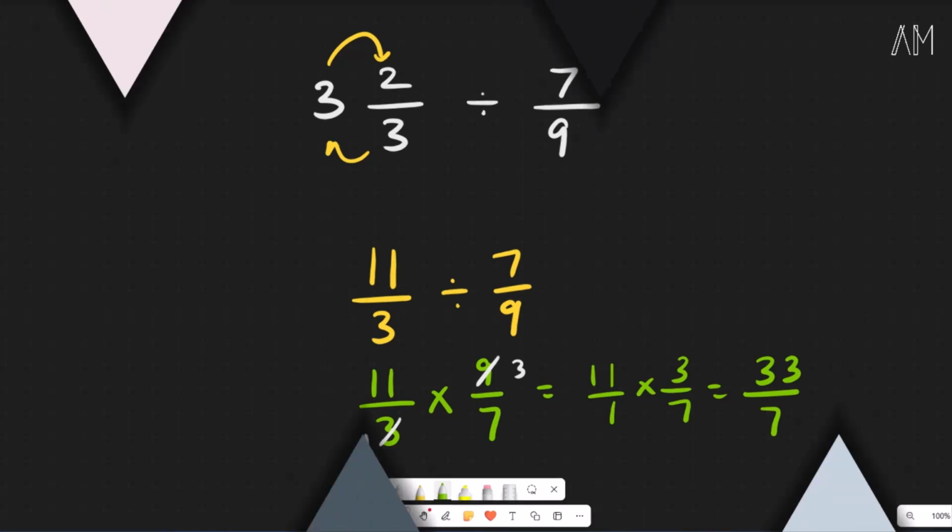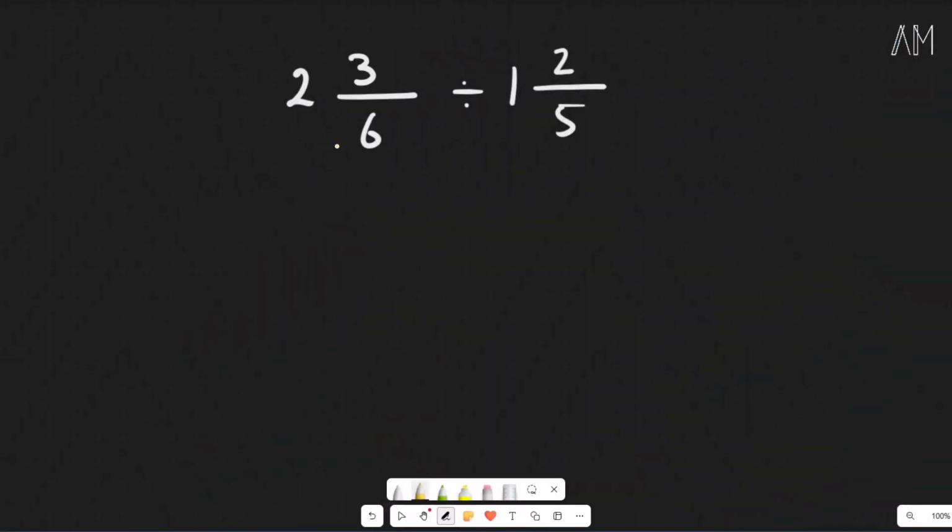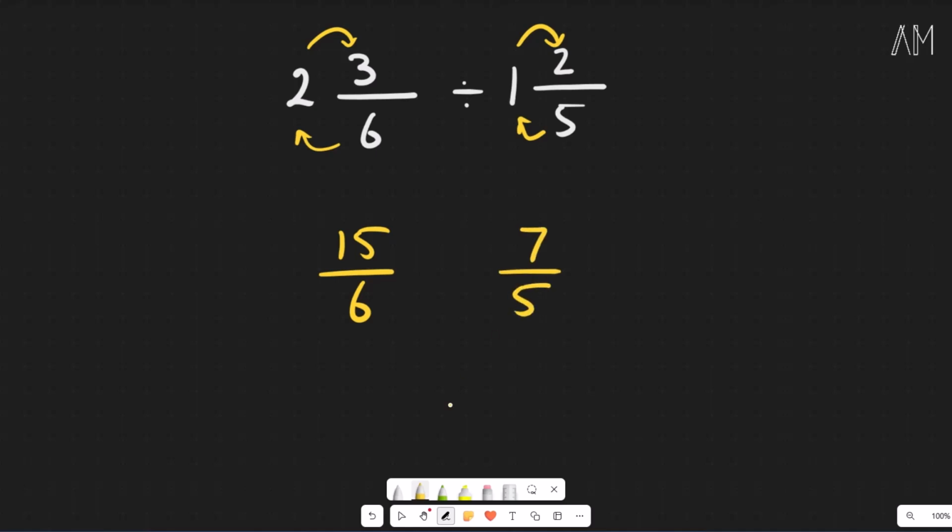Let's take a final example. In this case, I have to turn them both into improper fractions by applying the cycle. 6 times 2 is 12 plus 3 is 15, so it will become 15 over 6. The denominator never changes. And in this case also, 5 times 1 plus 2 is 7, 7 over 5.